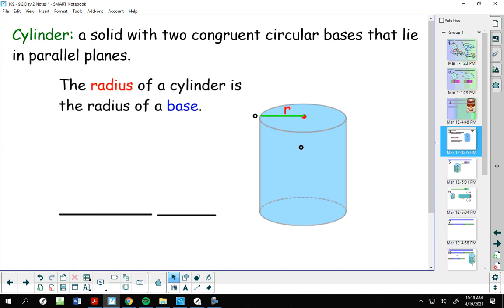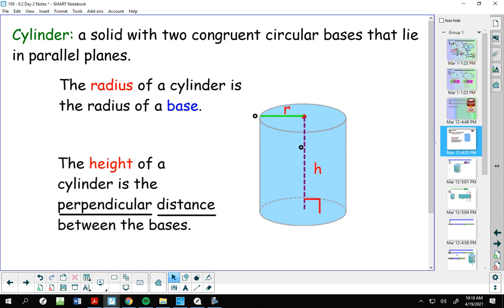So we have the radius of a cylinder, which is just the radius of the base. And we have the height of the cylinder, which is the perpendicular distance between the bases. So again, the height is the distance between the bases, and it always makes a 90-degree angle. You wouldn't measure the height if you were slanted, right? You always measure your height when you're straight up and down.